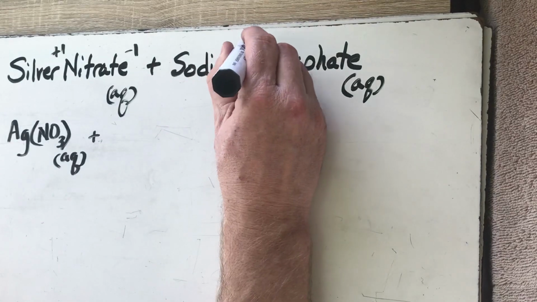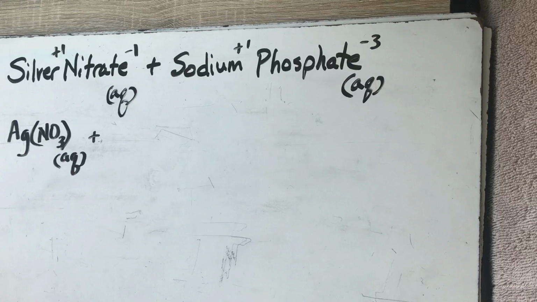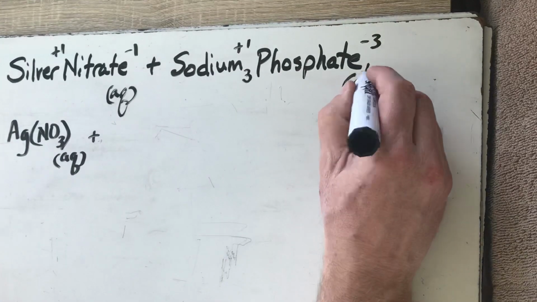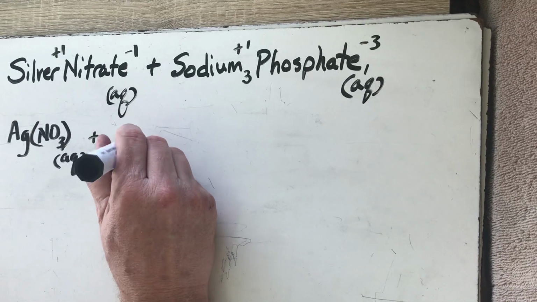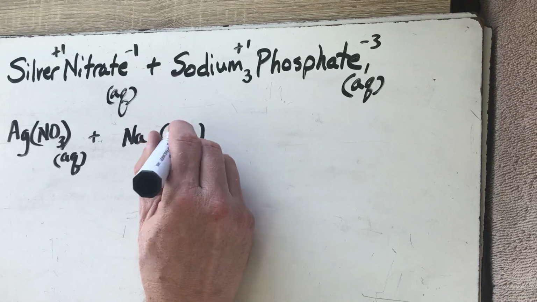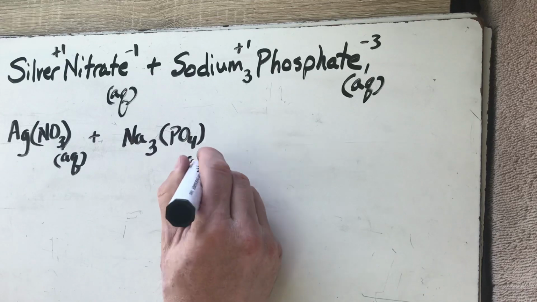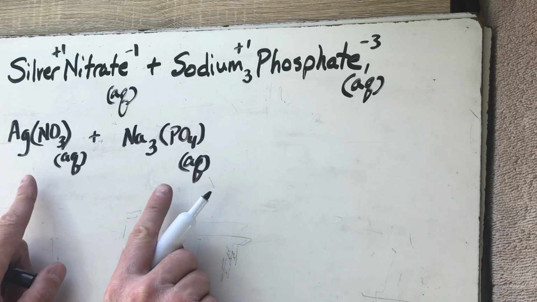Sodium is a +1, phosphate's a -3. Okay, now those don't fit together nicely, but we know if we just had 3 sodium ions combined with 1 phosphate ion, it would make a nice neutral compound. So I'm going to have 3 sodiums and 1 phosphate, and phosphate is PO4. Okay, now that's also AQ, aqueous. So both of these are dissolved in separate containers of water.